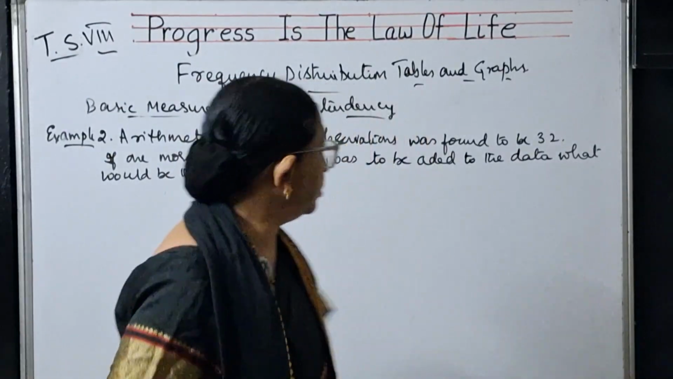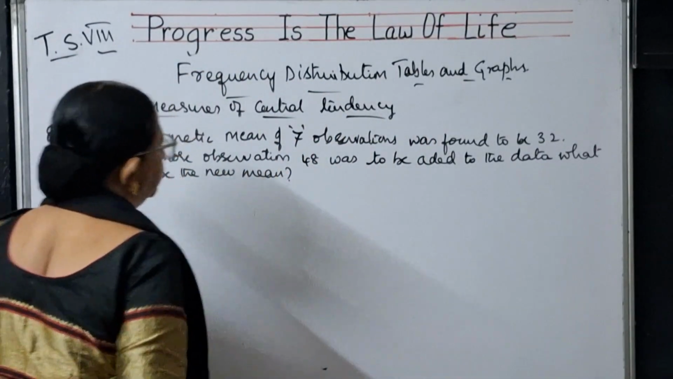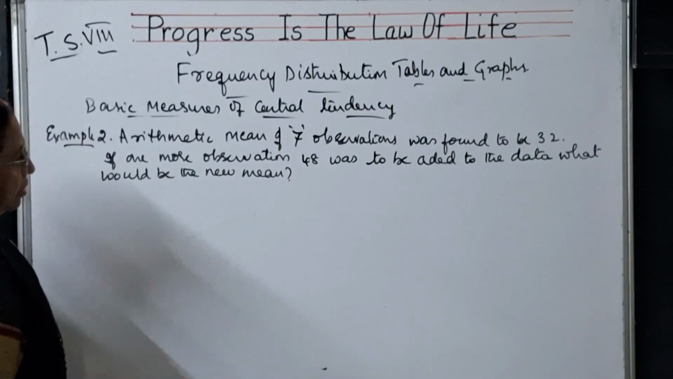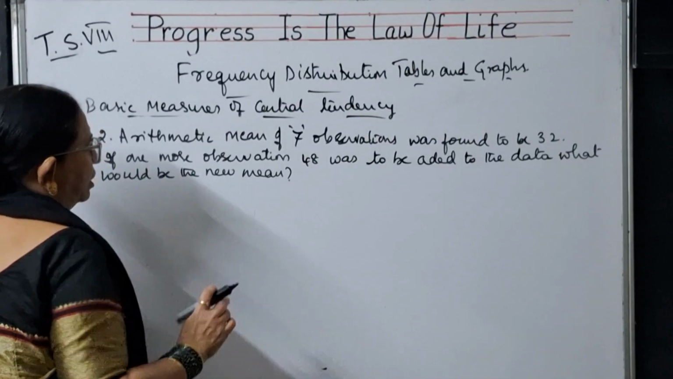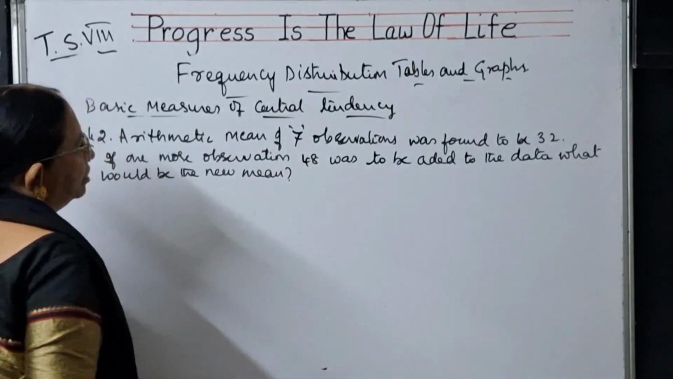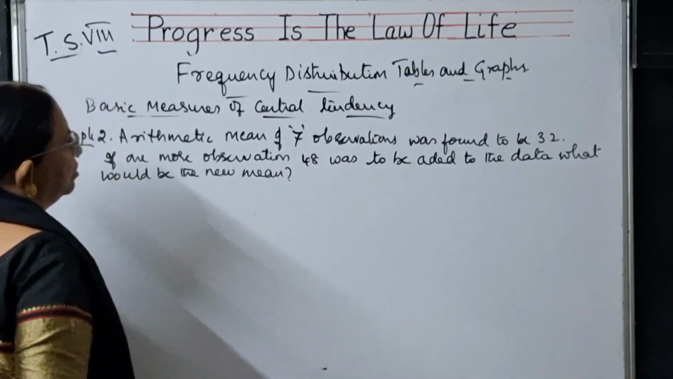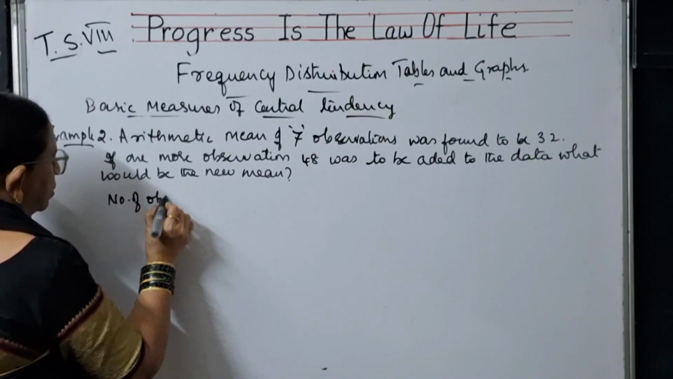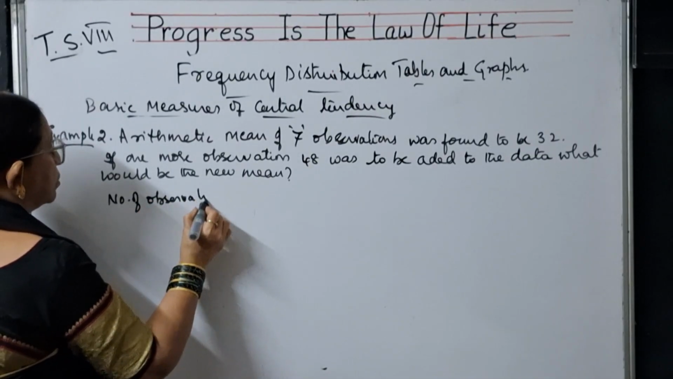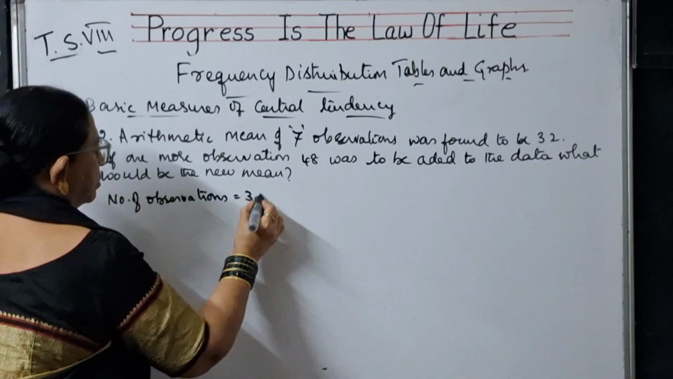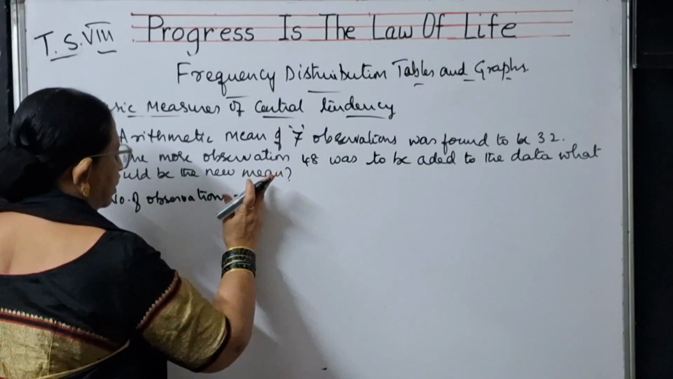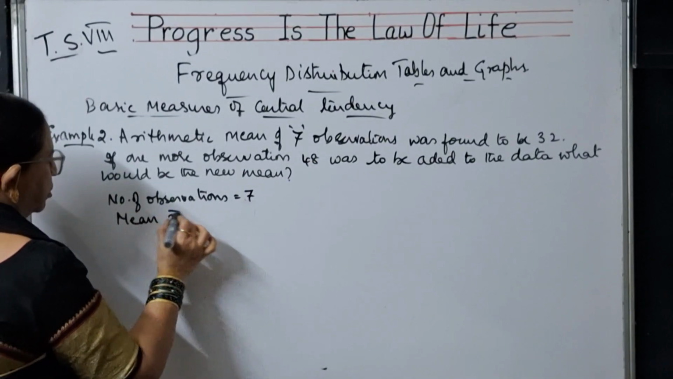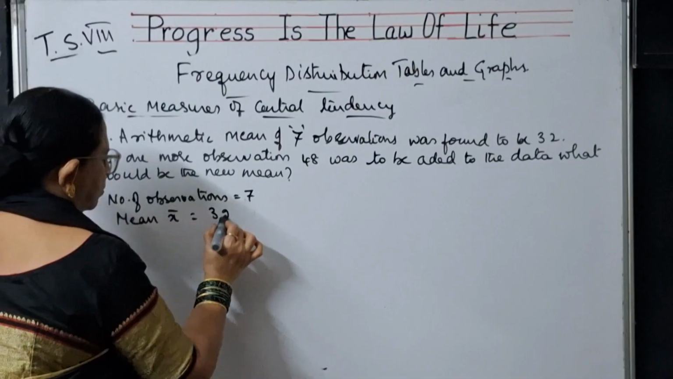Example 2, children. Arithmetic mean of 7 observations was found to be 32. If one more observation 48 was added to the data, what would be the mean? What did they give? First they have given that 7 observations are there and arithmetic mean is given as 32. So what is given? Number of observations is equal to 7 and mean x bar is given as 32.